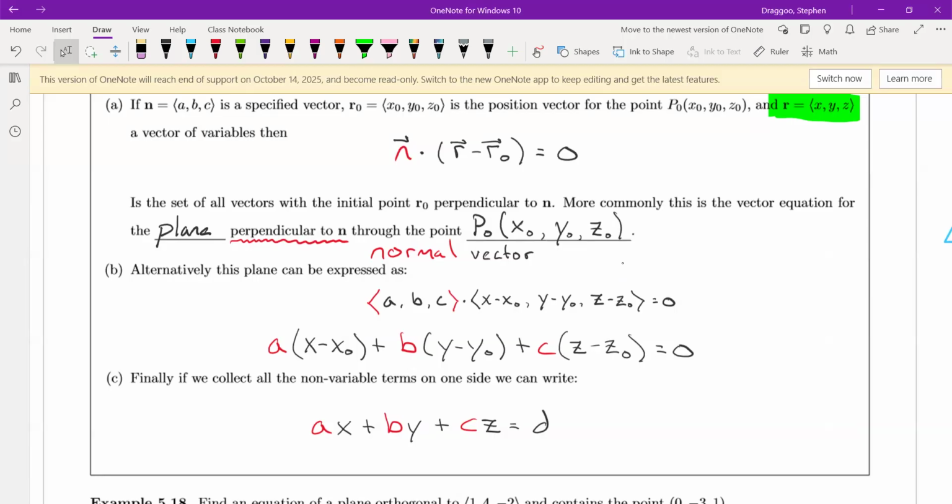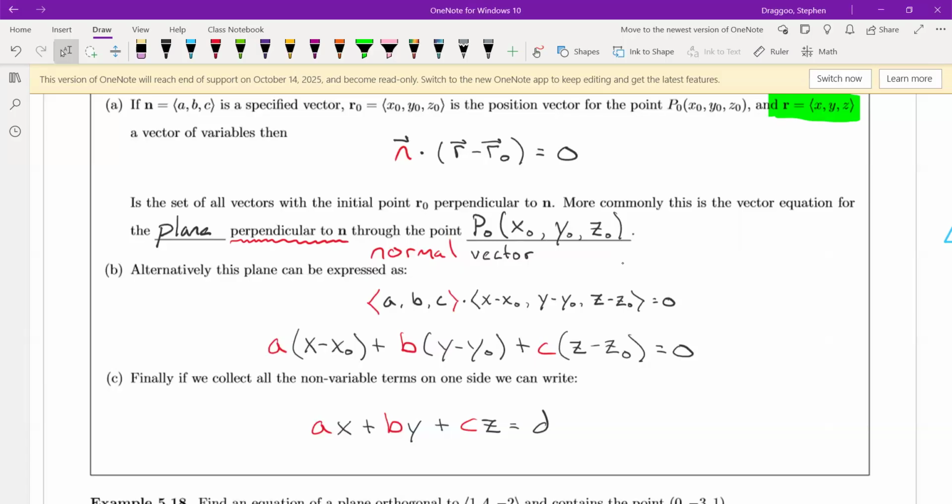So one of the more common ones is the one that we see right here. That's a times x minus x naught, plus b times y minus y naught, plus c times z minus z naught is equal to 0. And that should hopefully remind us at least a bit of point slope form back when we had just equations of lines. Right, we had some slope times x minus x naught is equal to y minus y naught. Very similar things going on here, but now there's a term for each x, y, and z.